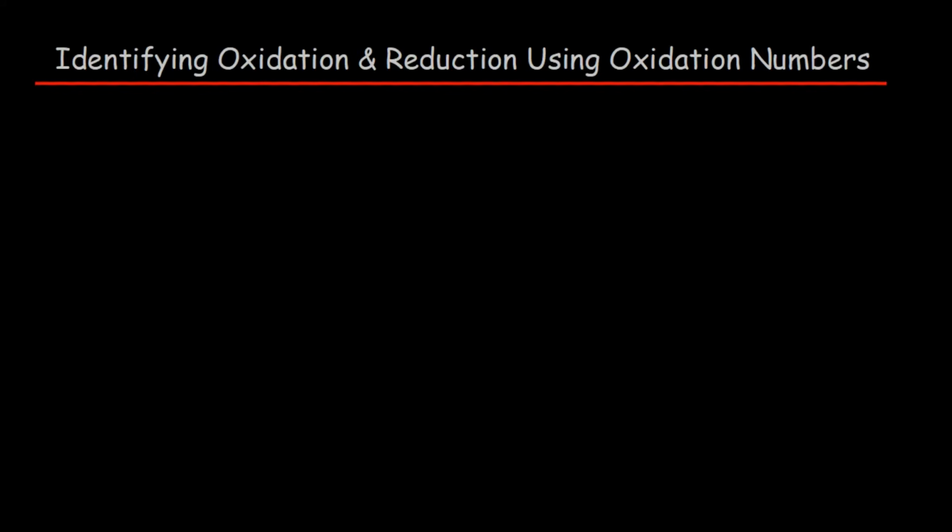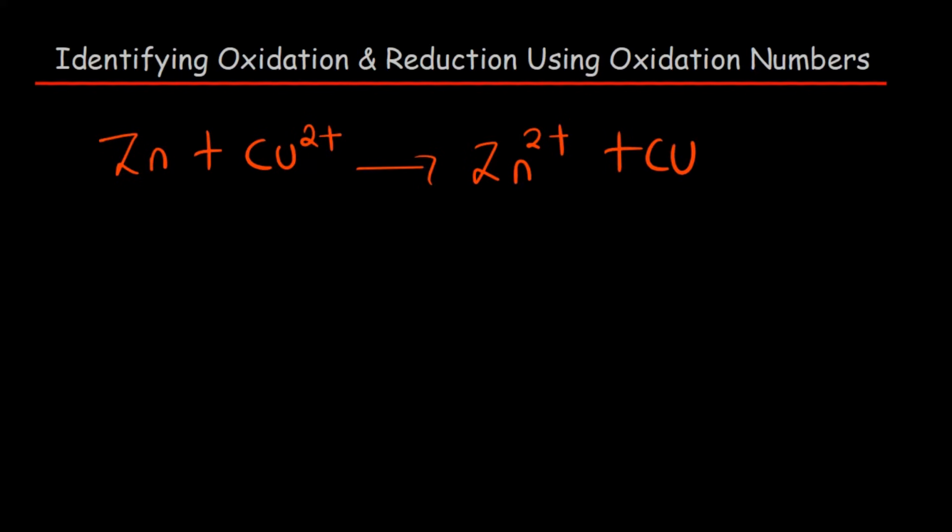But if the oxidation number decreases, that is reduction. So basically, as simple as that. So we're going to go back to the first equation that we solved. We had zinc reacting with copper 2 plus, then we went to zinc 2 plus, then plus copper metal there.